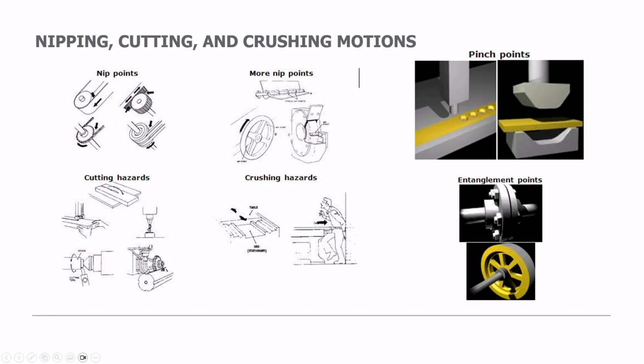If you look directly at what they call the tool rest on a grinder, this tool rest right here is going to be a nip point, basically where the tool rest and the grinding wheel come in contact. That distance in between is where you're going to find that location. And then, of course, you have cutting hazards. There are all different types of cutting hazards that we talked about a little bit earlier, but normally the cutting hazards are going to be at a fixed location.